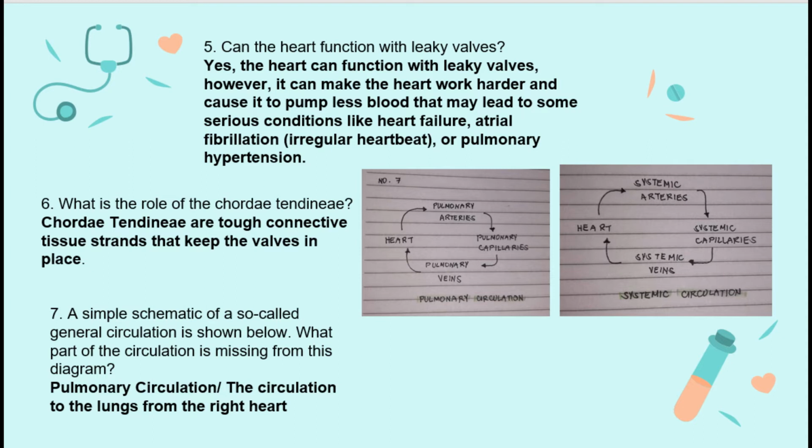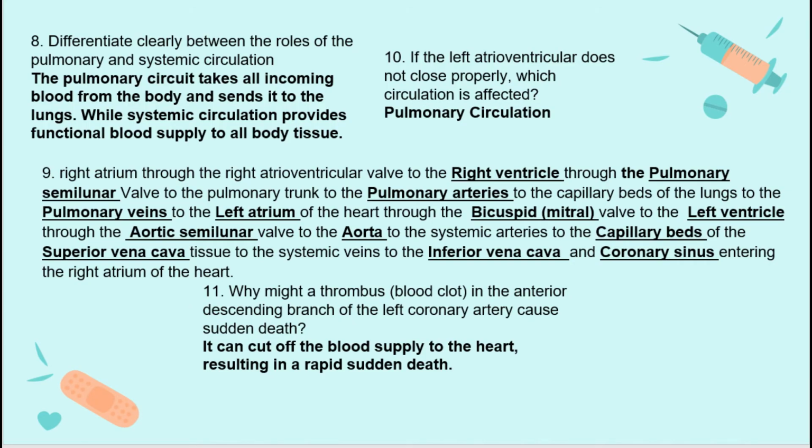So these are our answers. The first one is the pulmonary circulation. First is the pulmonary arteries going to the pulmonary capillaries, to the pulmonary veins, to the heart, and back to the pulmonary arteries. The next one is the systemic circulation. First is the systemic arteries to the systemic capillaries, to the systemic veins, to the heart, and back to the systemic arteries. For number 8, differentiate clearly between the roles of the pulmonary and the systemic circulation.